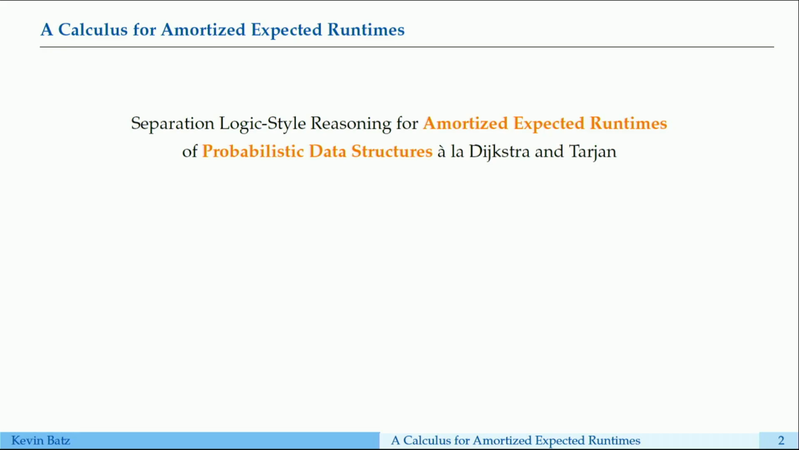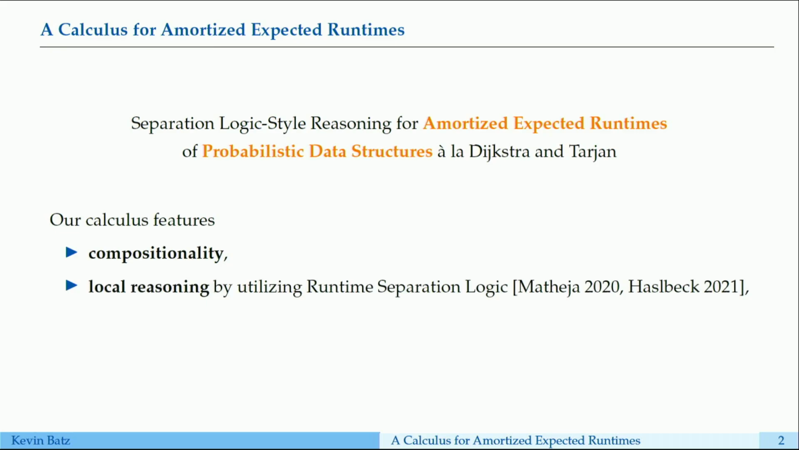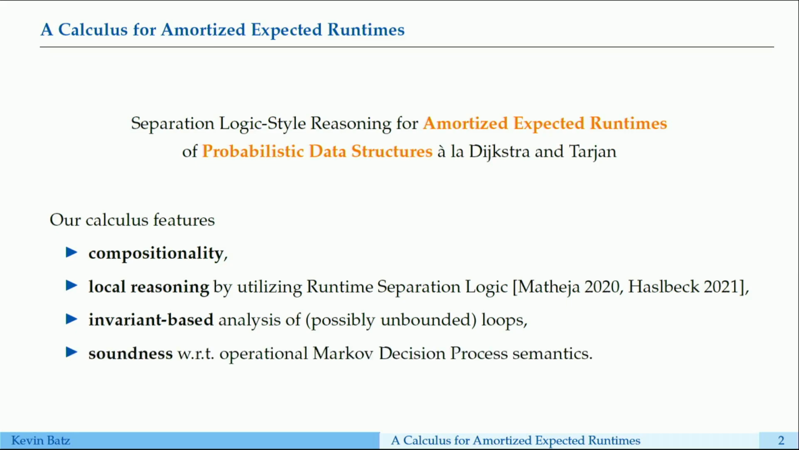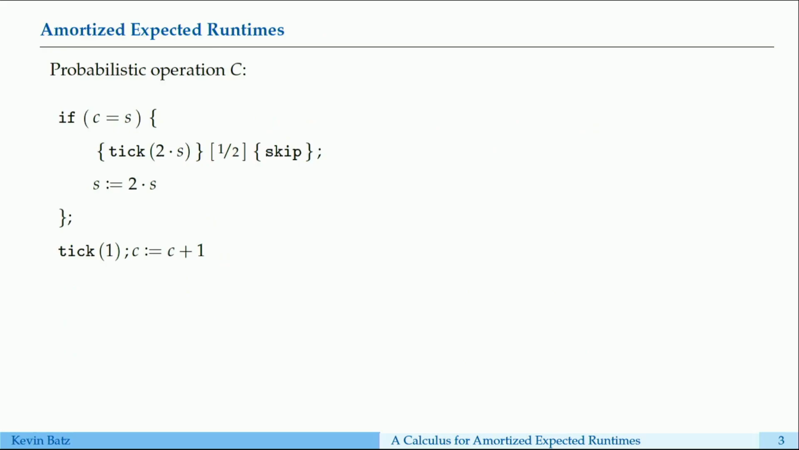And the main features of our calculus on one slide: it's compositional. It enables local reasoning by utilizing a quantitative variant of separation logic. We provide easy to apply invariant-based proof rules for the analysis of loops. And we prove the calculus sound with respect to an operational semantics. All right, now before we consider the calculus, I will recap the concept of amortized analysis.